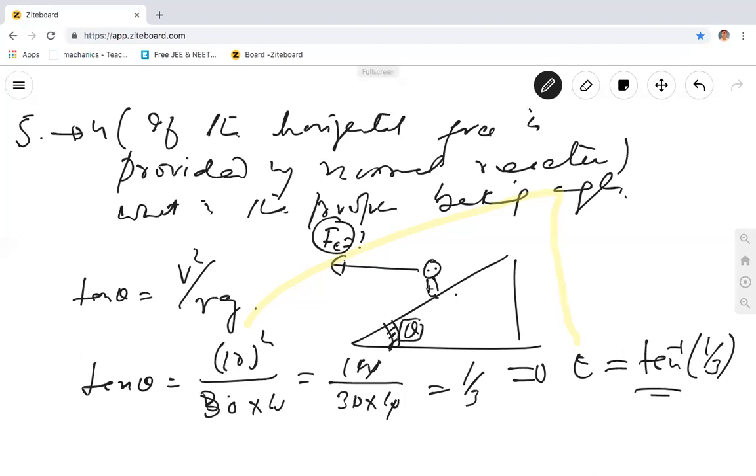So the centripetal force that we need is not provided by anything else except the banking angle. The road is banked, it is raised from one side, so that you just get the required force to move a body in a circle like this. Okay?